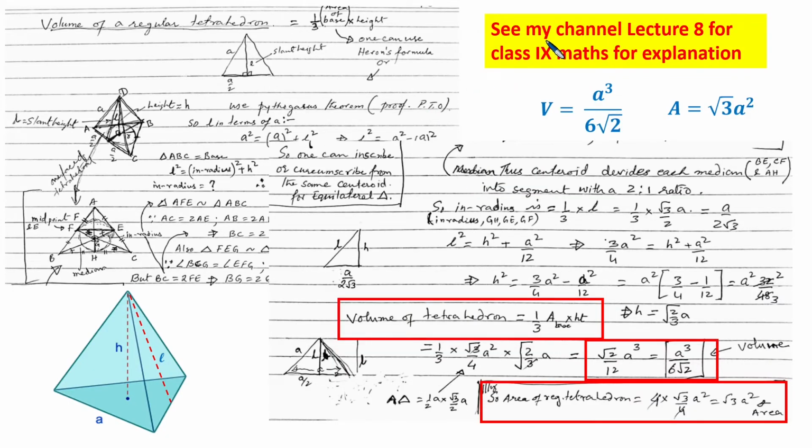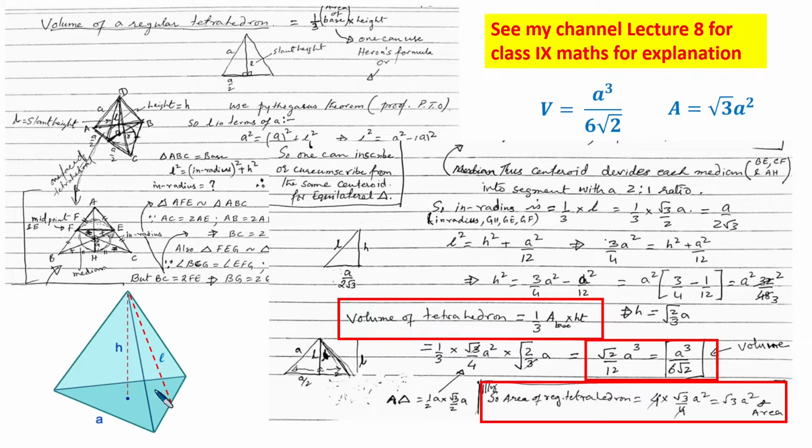Similarly, in my lecture 8 of Class 9 maths, we had derived the volume of a regular tetrahedron. So this is the volume of a regular tetrahedron. Just go through here. Of course, it's too small. You go to my lecture 8 and we have discussed this in detail. And similarly, this is the area of a tetrahedron. It is square root of 3 a square, where a is the length of this side. Just go through my lecture 8 of Class 9 maths, and things will be clearer to you.